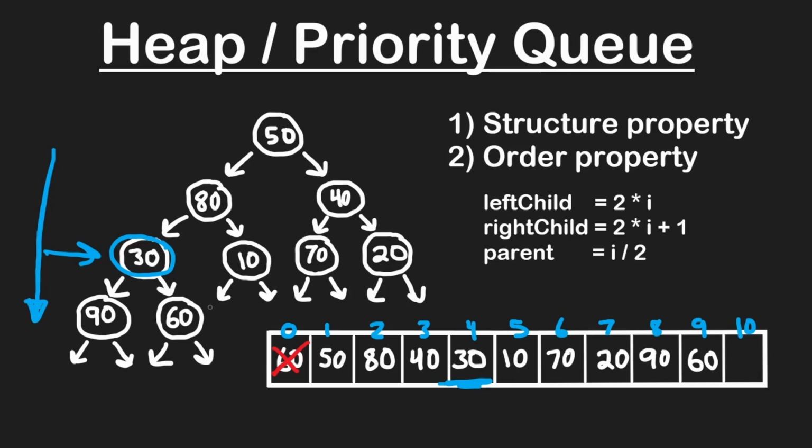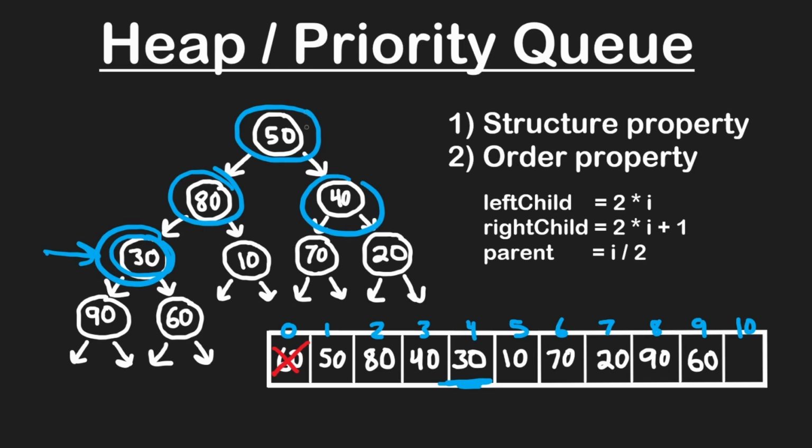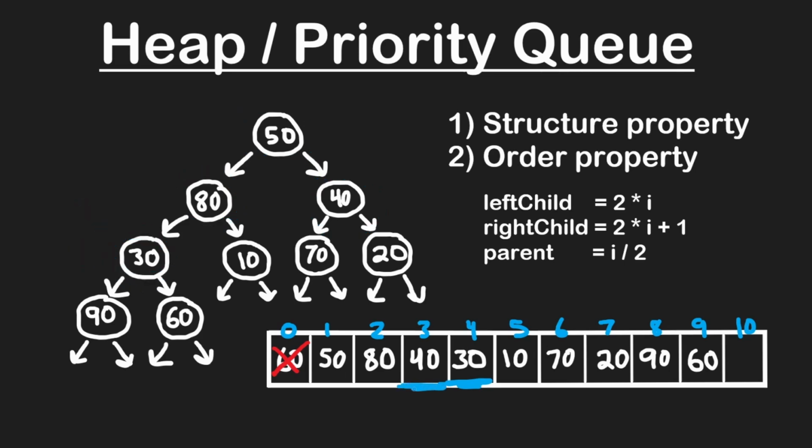What we're doing here essentially is going through every single node that has children and percolating down if it can be moved down. So we did it for 30. We didn't need to perform any swaps. Now let's move to the next one, 40.